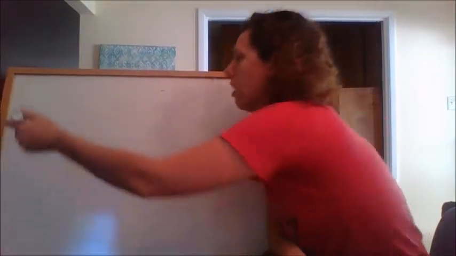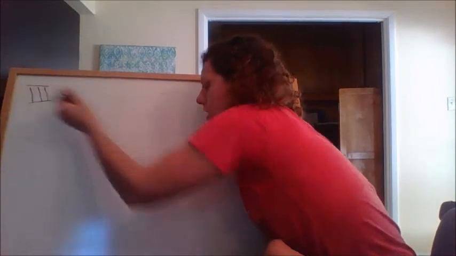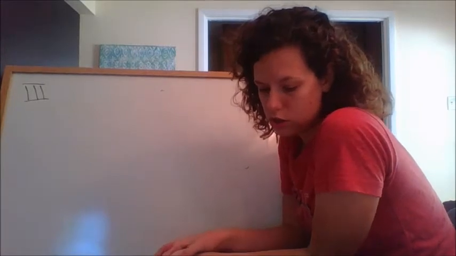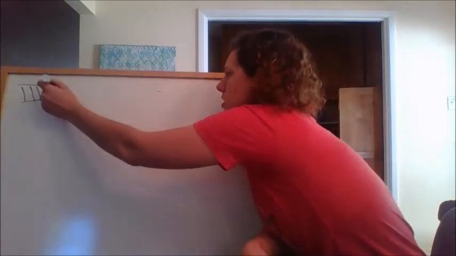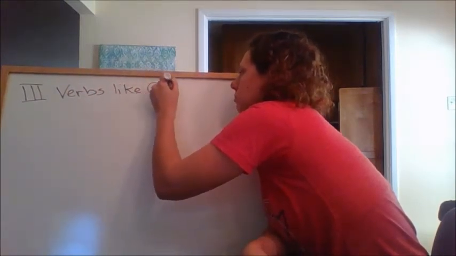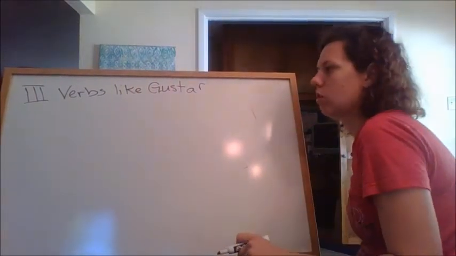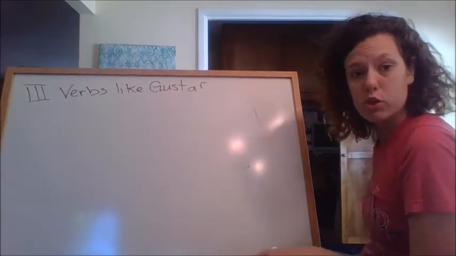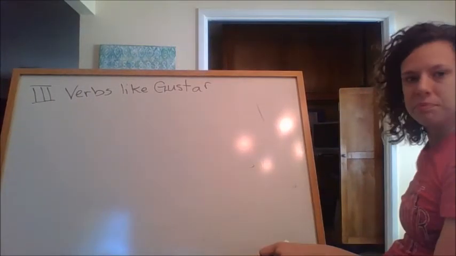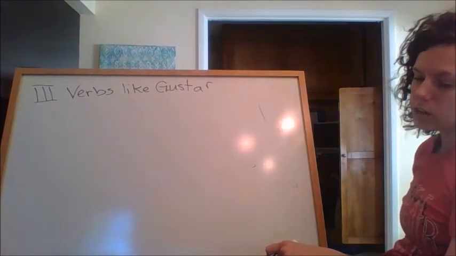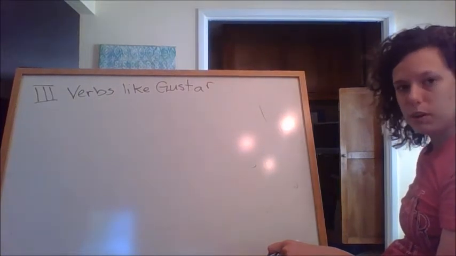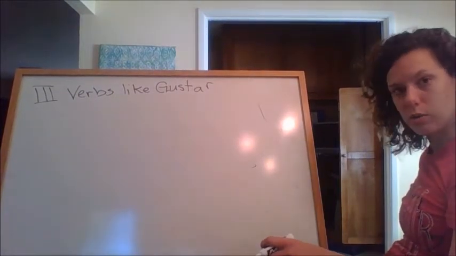Okay. Part 3 is going to be select the correct translations of the following sentences. So this is going to be verbs like gustar. Okay, so this is actually going to be multiple choice. So I have written a sentence in English, and then I have written 2 sentences in Spanish. One of them is correct, one of them is not correct. It's your job to pick the correct one. Obviously, I wouldn't have you pick the wrong one.